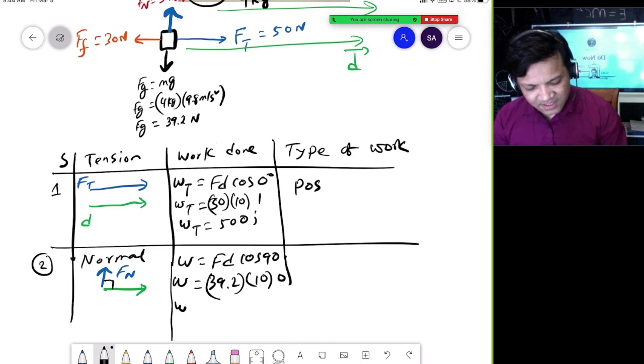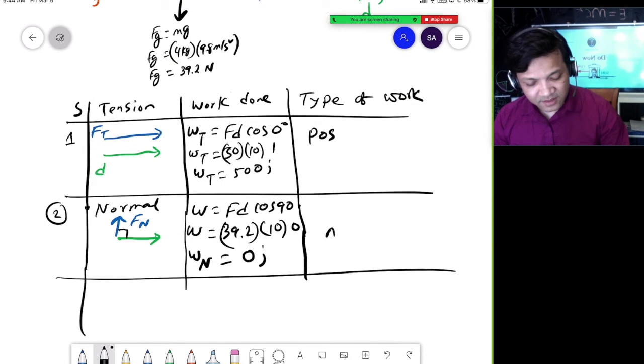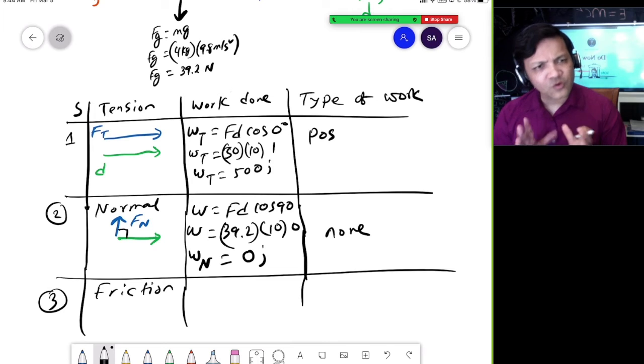So how much work is done by the normal force? Only 0 joule of work is done by the normal force. Type of work: none. Now 3, we're going to do friction. We're going to do the work done by friction on the box.